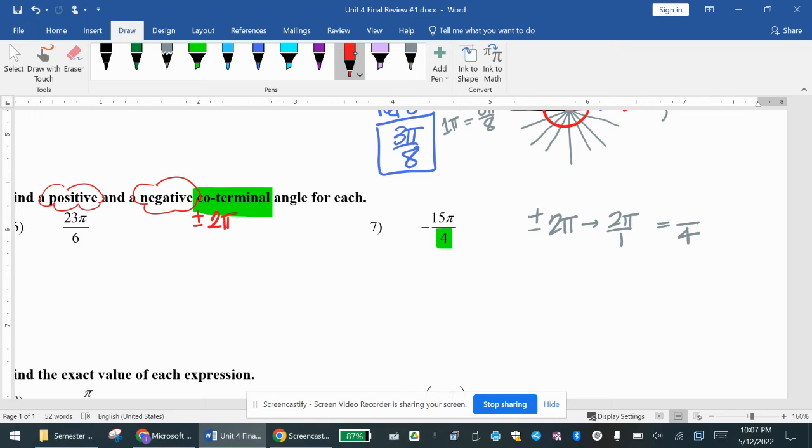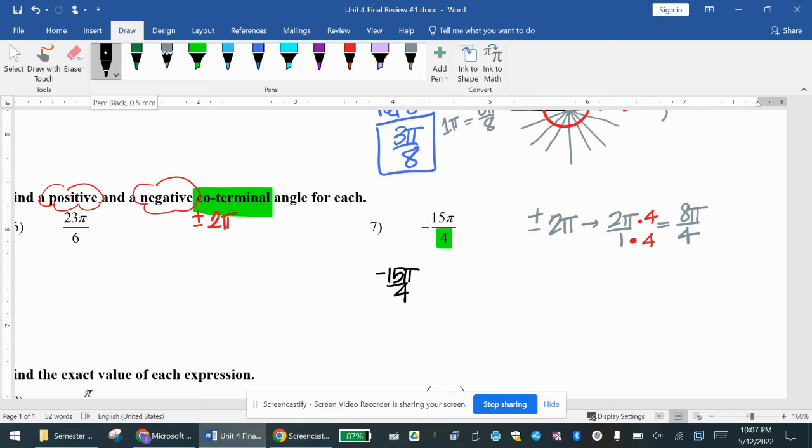So right now it's 2 pi over 1. I need it to be a 4, so I'm going to multiply the top and bottom by 4. And that gives me 8 pi over 4. So essentially you just double the denominator, and that's the equivalent of 2 pi. Okay? All right, so now I'm going to take the angle, negative 15 pi over 4, and I'm going to add. So they ask for a positive.